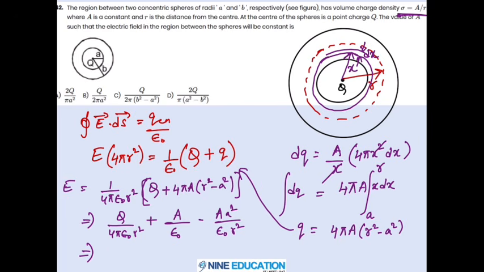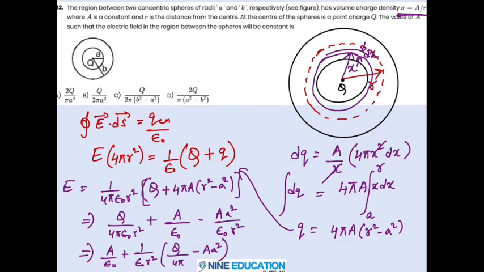Now group these terms. So you can write A by epsilon naught, and you can take 1 by r square common, or 1 by epsilon naught r square common, then you can write (q by 4 pi minus a square).